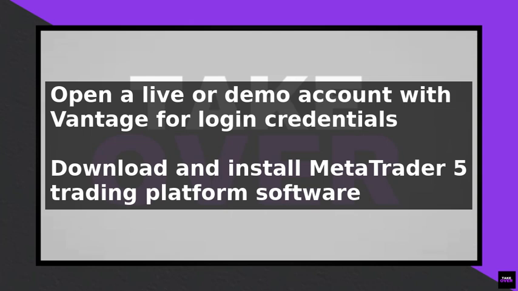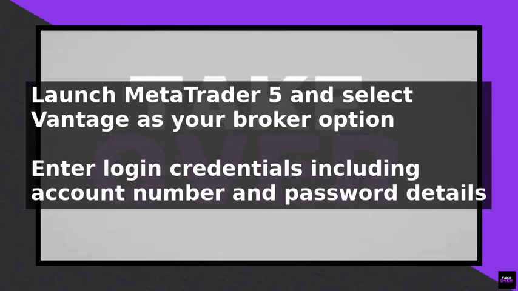financial instruments. Once you have installed MetaTrader 5, you need to launch the platform and click on File and then log in to account. Here, you need to select Vantage as your broker and enter your login credentials, including your account number and password. After entering your credentials, click on the Login button to connect to the Vantage server.